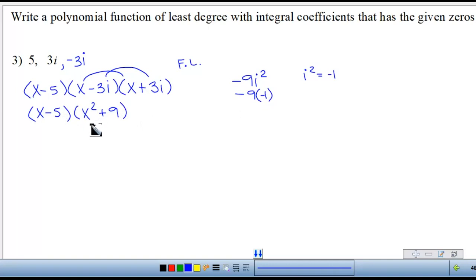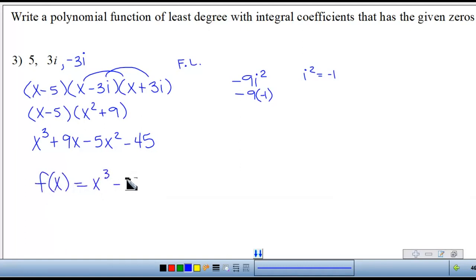Now I'll multiply these 2 parentheses together. Again, this is FOIL, or double distribution. I'll take the x, multiply it times both terms. That gives me x cubed and 9x. Now I'll go back, take the -5, multiply it times both terms. -5x squared and -45. Final step, let's write it as a function. f of x is equal to x cubed minus 5x squared plus 9x minus 45.